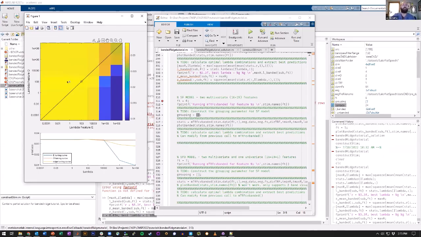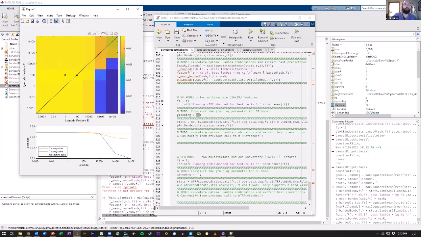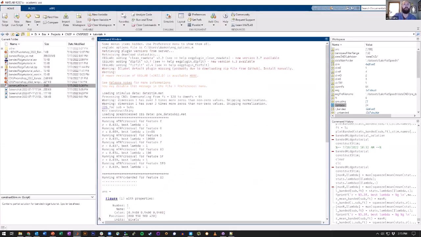So the idea behind banded ridge is that you would use both lambdas. We don't have a predict and train function that will use 2 different lambdas. I think that's something that I will probably work on next. But the idea would be that if you're fitting a TRF for O, you would use the lambda for O. If you're fitting a TRF for E, you would use the lambda for E. So you wouldn't want to go in between. But that's sort of what the regular ridge solution does.